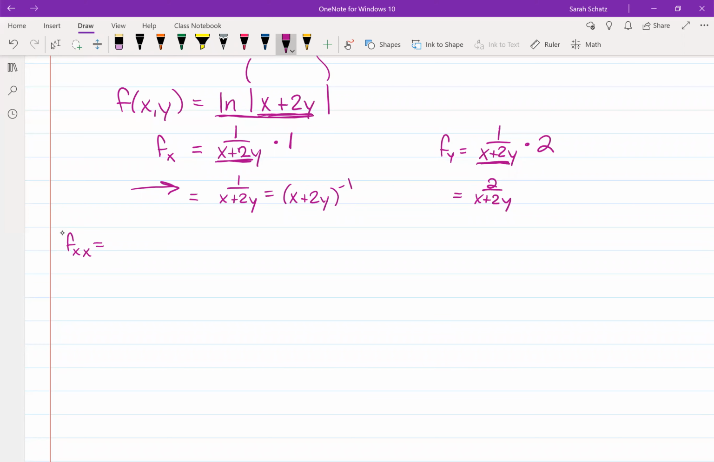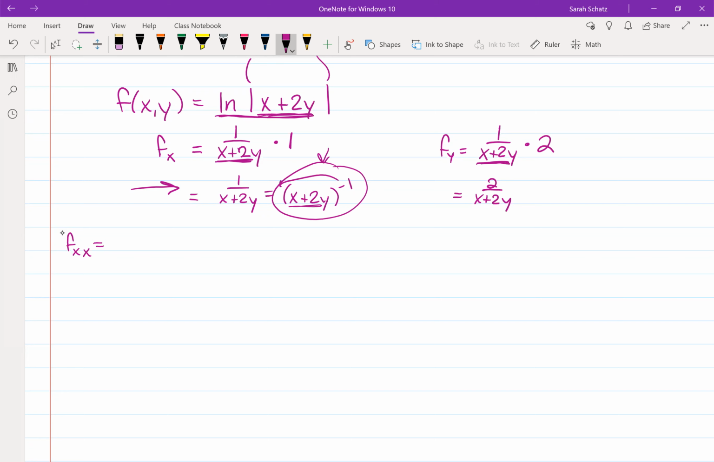I know how to use negative exponents to rewrite stuff, so that's what I'm going to do here. I'm just going to use the power rule with a little chain in there. So all I did here was rewrite fx. Now I'm going to take the derivative of fx again with respect to x.